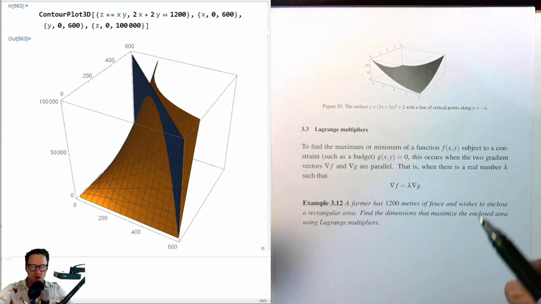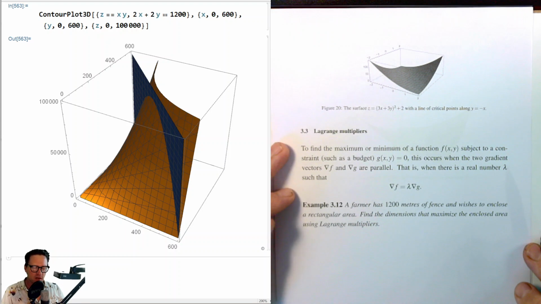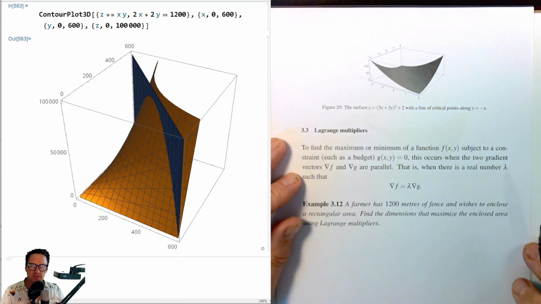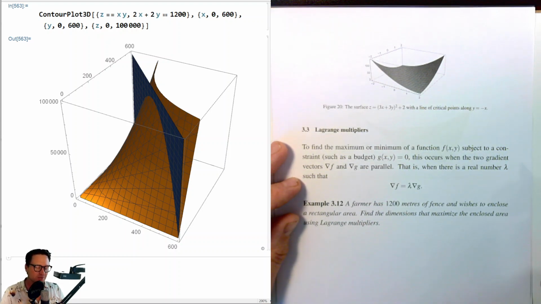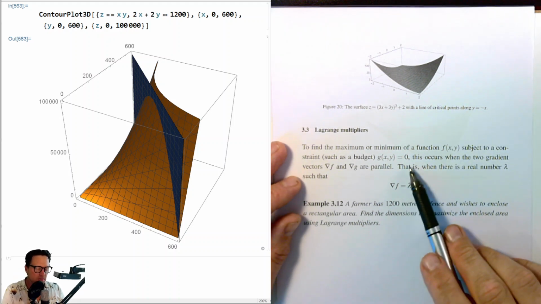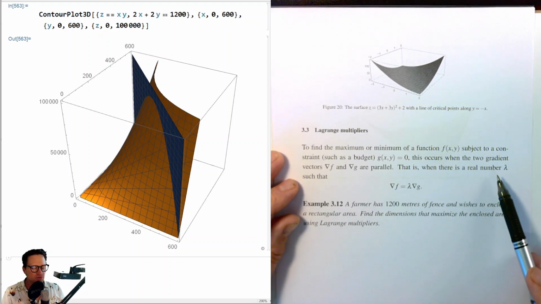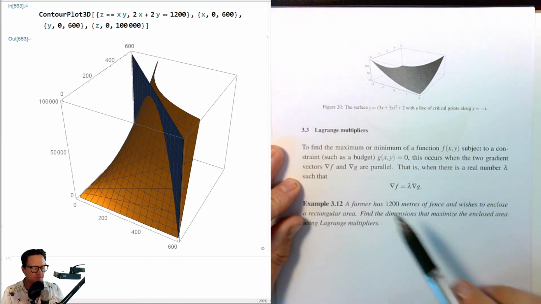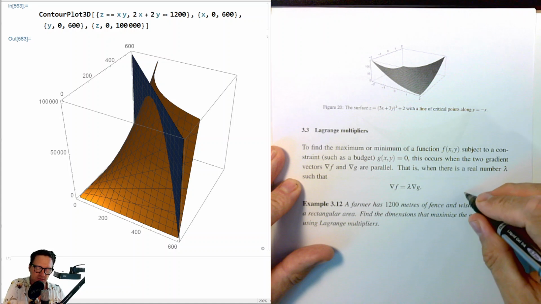Welcome, Lagrange multipliers. To find the maximum or minimum of a function f of x, y, subject to a constraint like a budget, g of x, y equals 0, this occurs when the two gradient vectors grad f and grad g are parallel. Let's draw that.